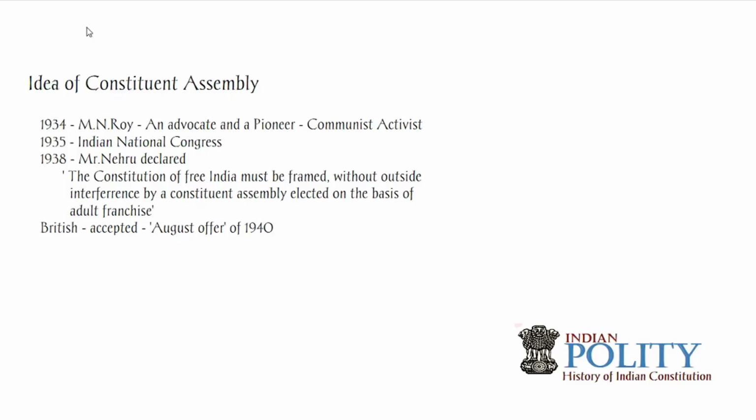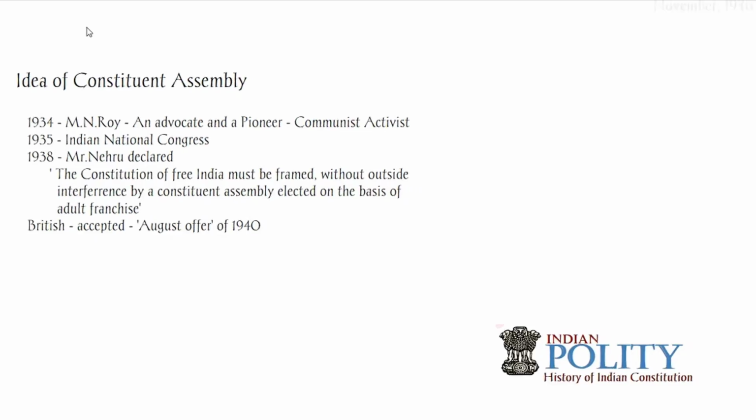In 1938, Mr. Nehru, on behalf of the Indian National Congress, declared that the Constitution of Free India must be framed without outside interference by a Constituent Assembly elected on the basis of adult franchise. The demand was finally accepted by the British and it was known as the August Offer of 1940.